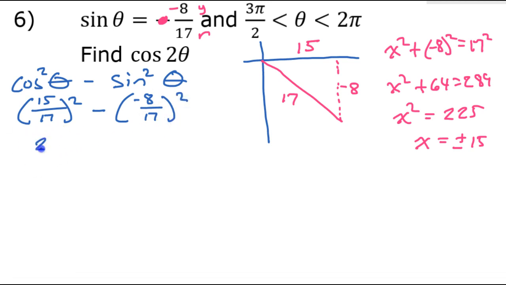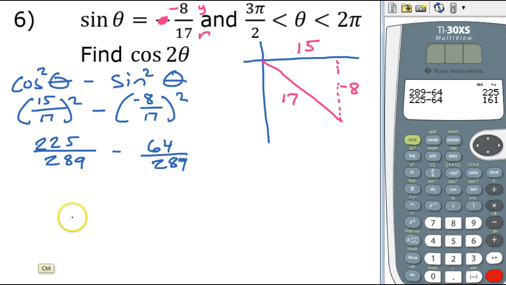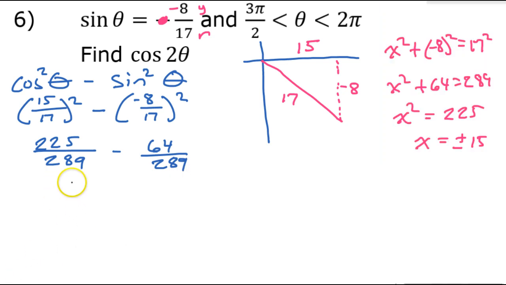So this is going to be 225 over 289 minus 64 over 289. So that is 161 over 289. And that's the final answer.